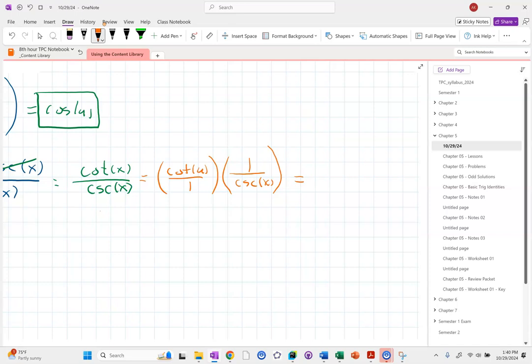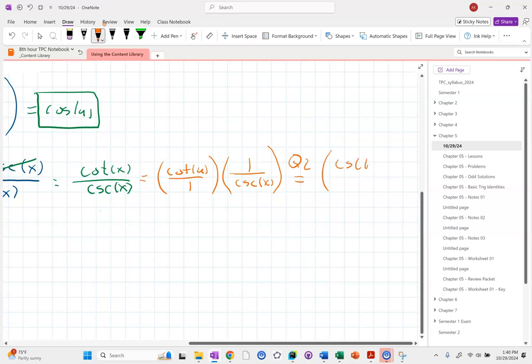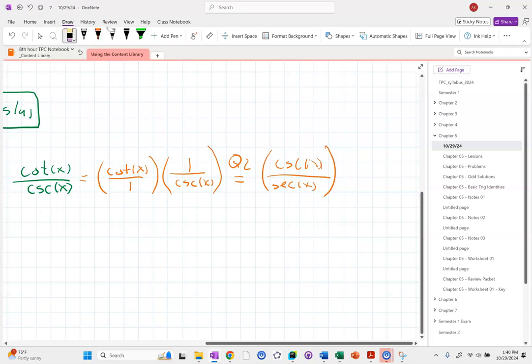Oh, would it be Q2? Yeah, let's do Q2. Good job. So Q2 says cotangent x is cosecant x over secant x. Oops, these are x's. All right. Good job, Jacob.